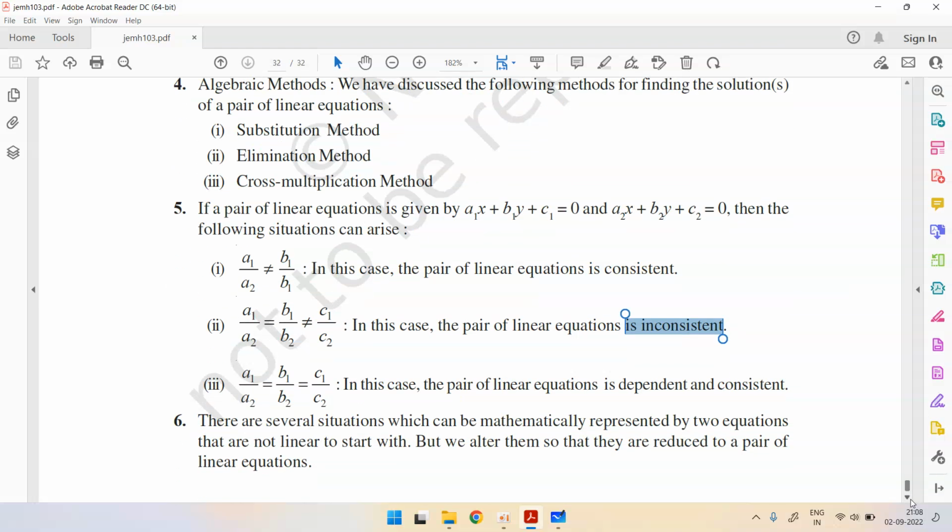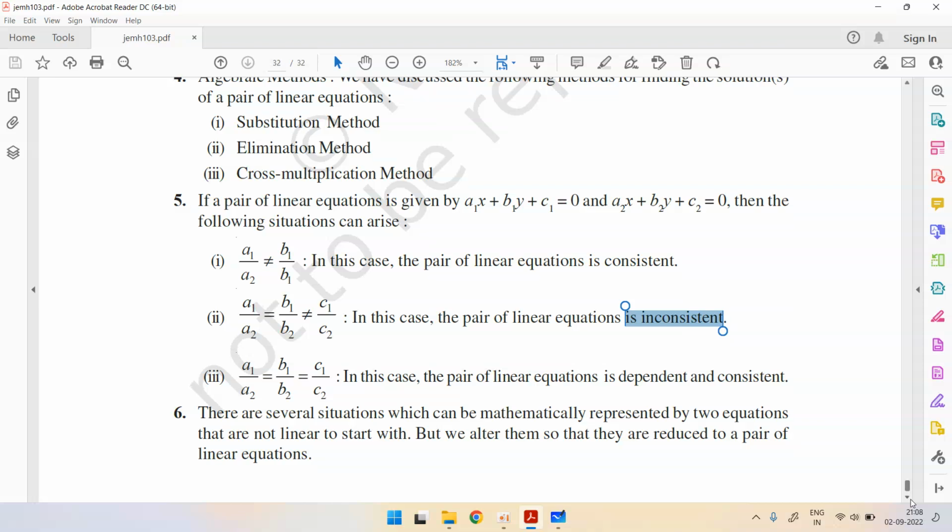Third, if a1 by a2 is equal to b1 by b2 is equal to c1 by c2, then there will be infinitely many solutions, and this is known as consistent, but it is dependent. Dependent and consistent.